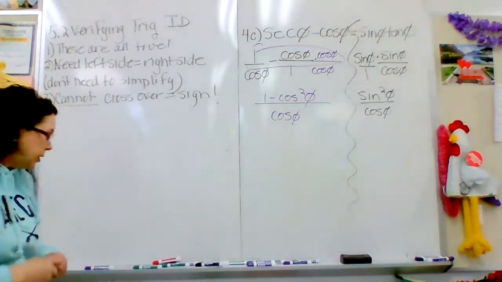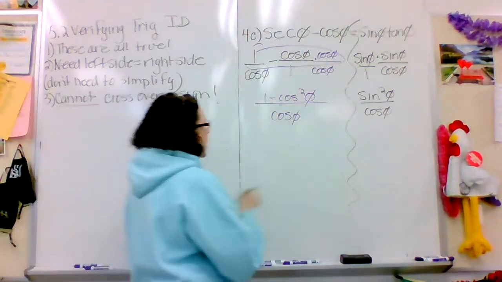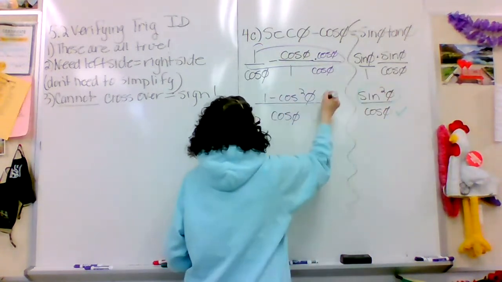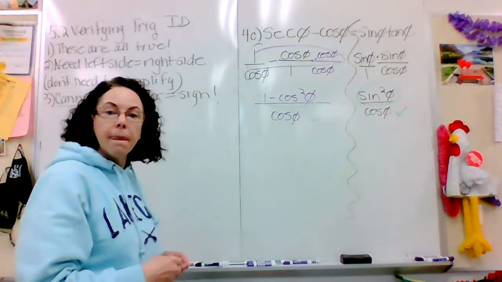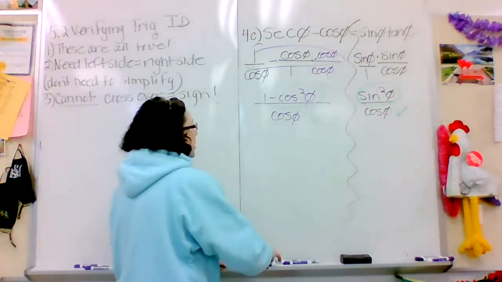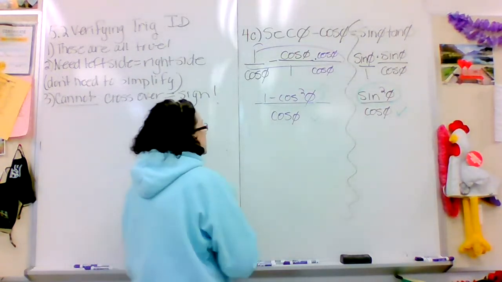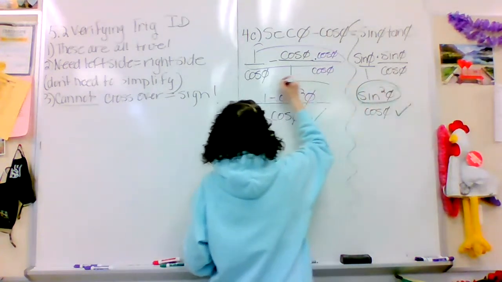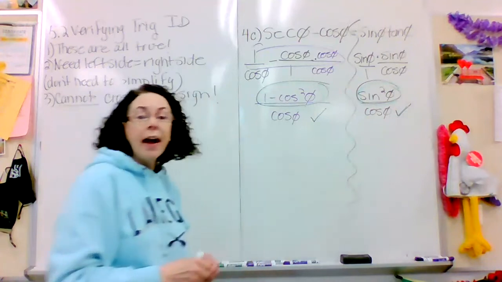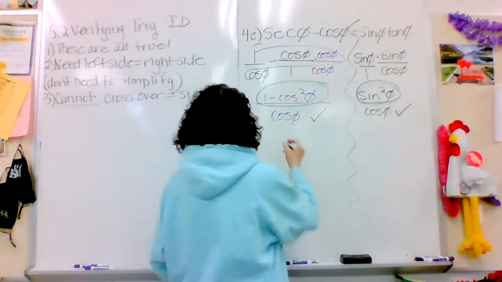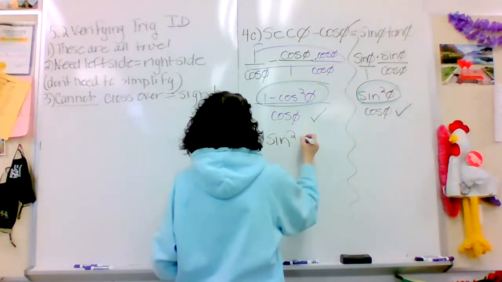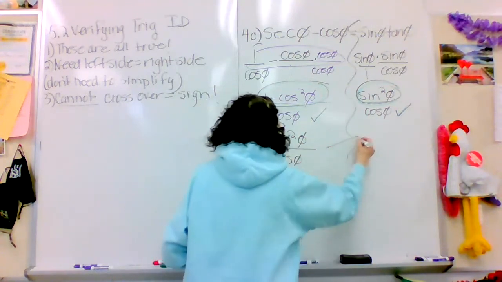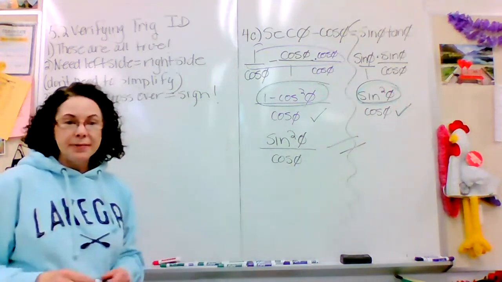All right, they're not equal yet, but the denominators are. I just need sine squared to equal 1 minus cosine squared, right? Oh, I guess you can't see that green. Let me try again. The denominators are equal. I just need the numerators to be equal, and they are. 1 minus cosine squared is a Pythagorean identity. It is equal to sine squared. And now both sides are equal, and I'm done.